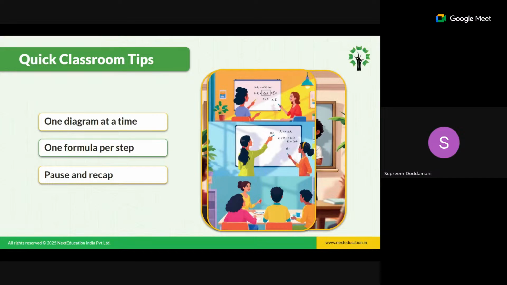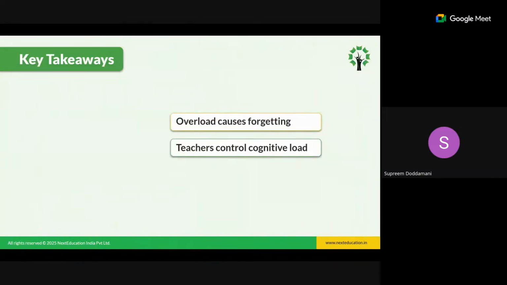Quick classroom tips: one diagram at a time, one formula per step, pause and recap. Do not use multiple diagrams to explain, right? Do not write multiple formulas unless you have explained one formula. Do not write another formula. Always have a proper pause and have a recap. Ask questions related to the concept.